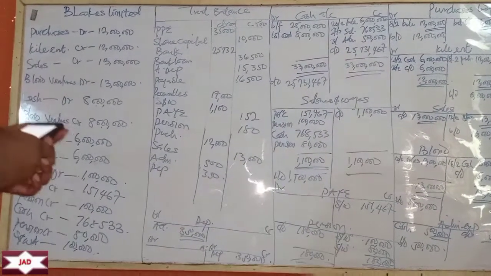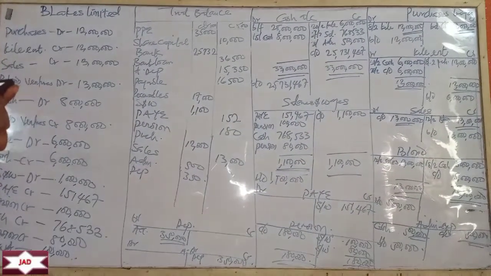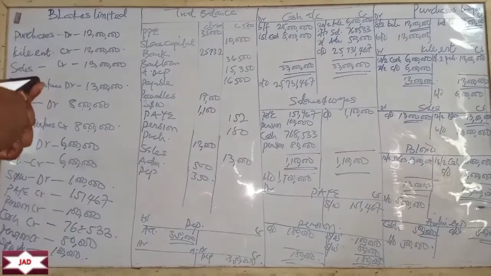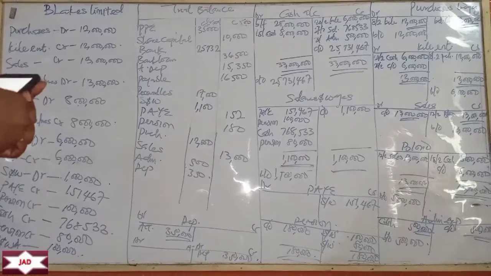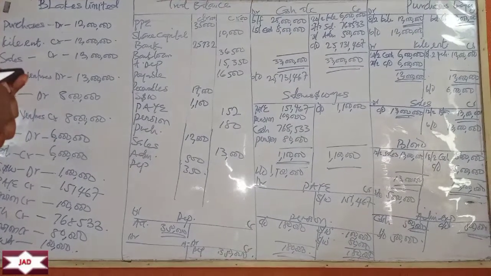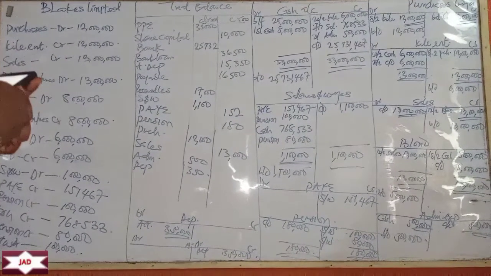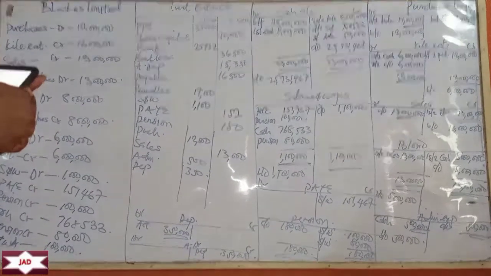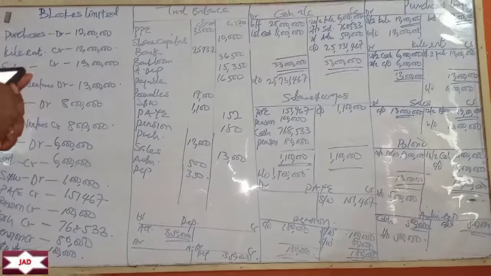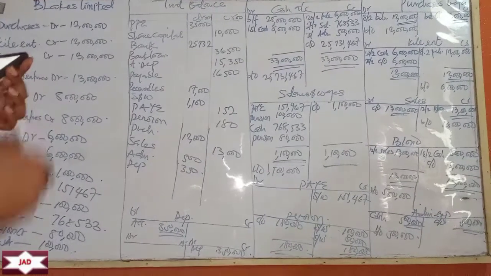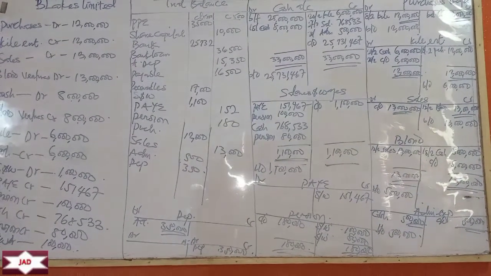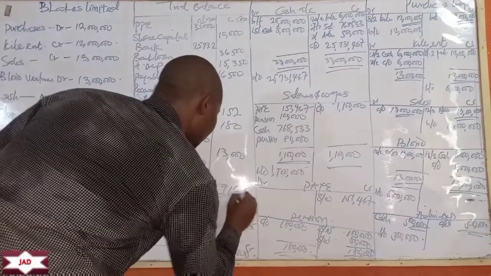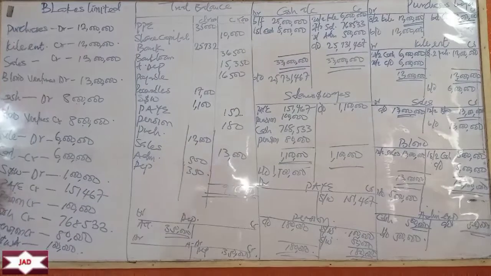So here we have 10,000 plus 36,500 plus 15,350 plus 16,500 plus 152 plus 180 plus 13,000. So I have 91,682 here. 91,682. So let's try here.